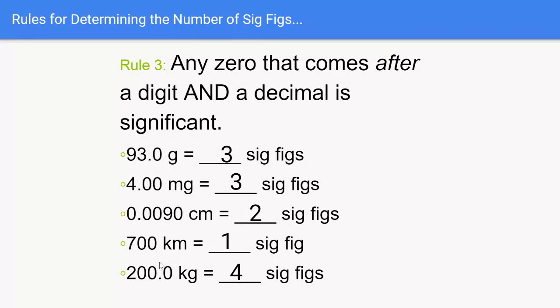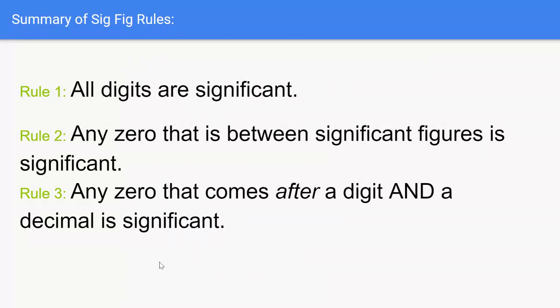Thanks for listening and practicing with sig fig rules. Remember, all digits are significant. Any 0 that is between 2 significant figures is significant, and any 0 that comes after a digit and a decimal is significant.